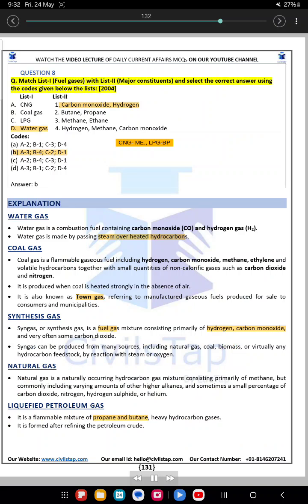Question 8. Match List 1, fuel gases, with List 2, major constituents, and select the correct answer using the codes given below the lists. 2004. List 1. List 2.